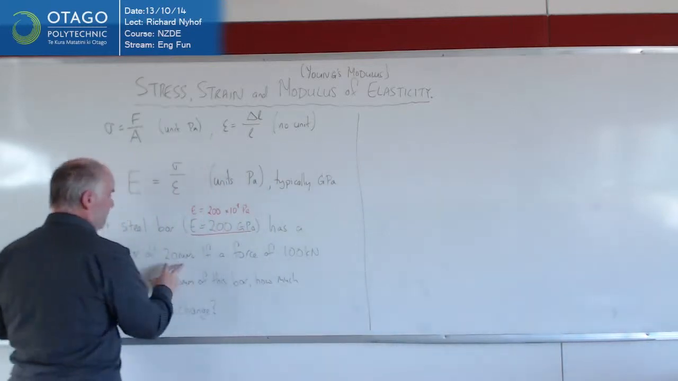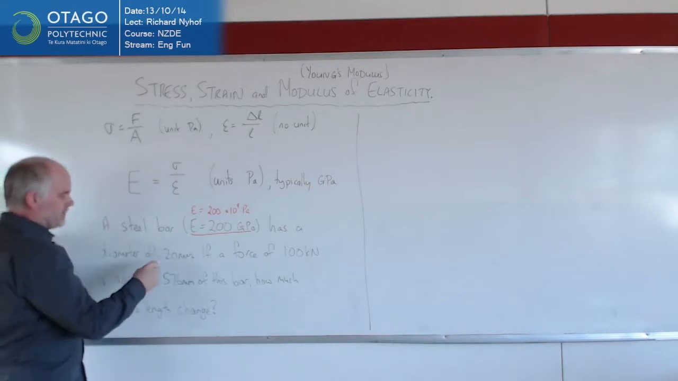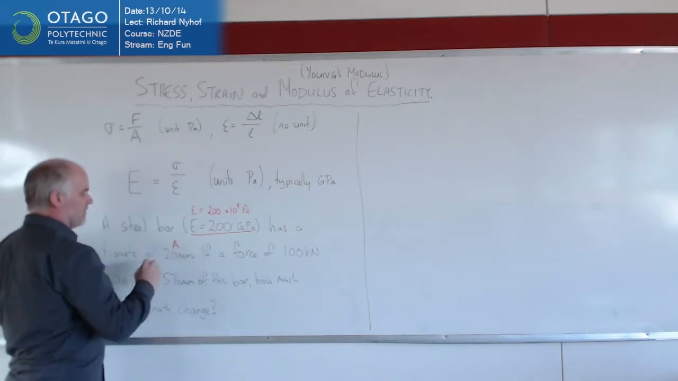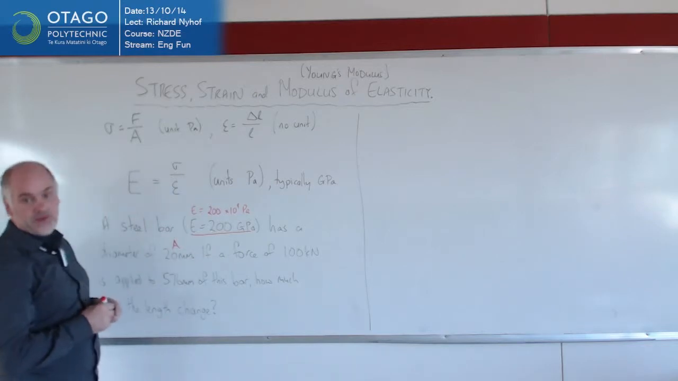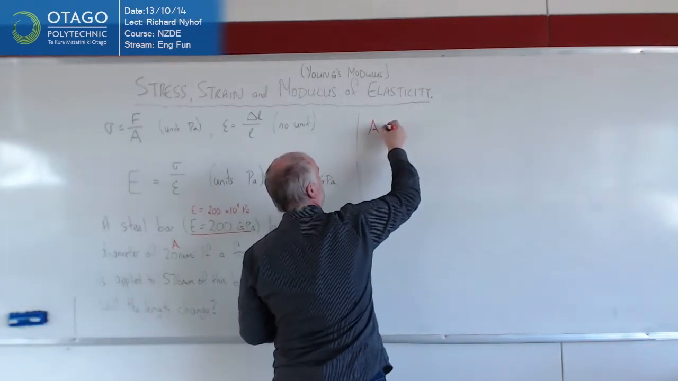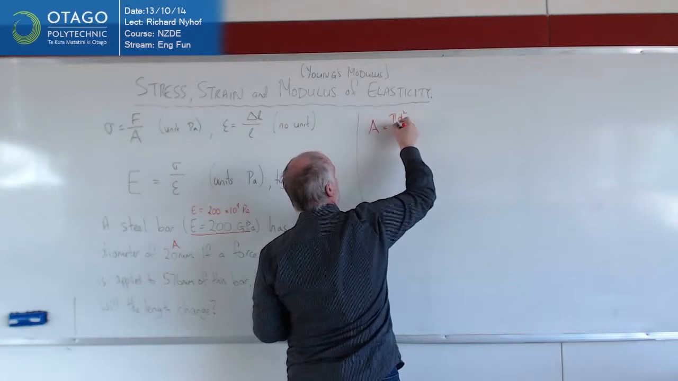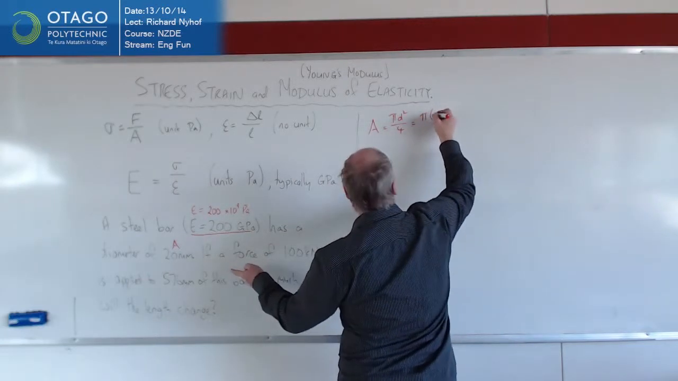It has a diameter of 20 millimeters. None of these formulas have diameter in them. So effectively, this diameter is going to give us the area. We have to do a little bit of working to get the area out of it, but that diameter is going to tell us the area. So let's just work that out before we get started. So area is pi d squared over 4.